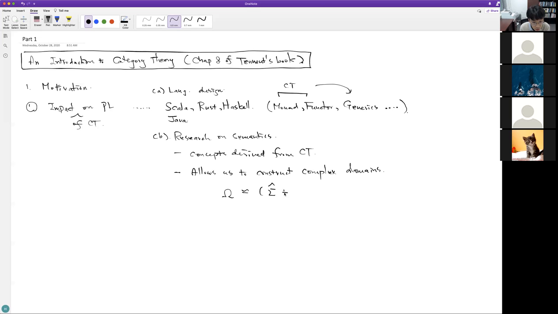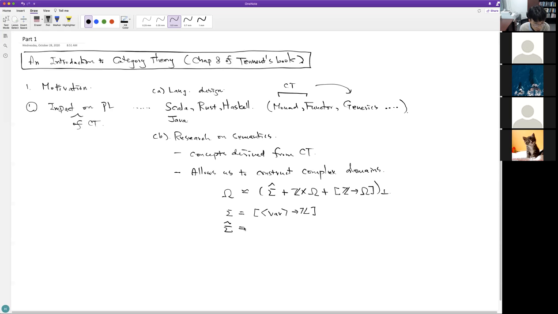Sigma hat plus z cross omega and z arrow omega, extended with bottom. Okay. And the sigma was a set of states, which maps variables to values. And sigma hat was essentially two copies of sigma. The first copy is for the normal termination. And the second copy is for abnormal termination, which is caused by the fail command.